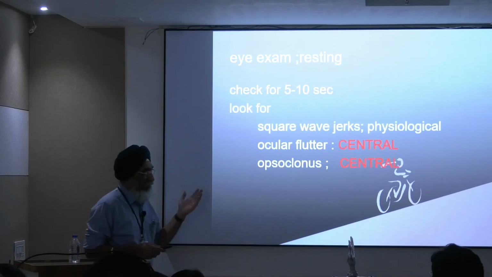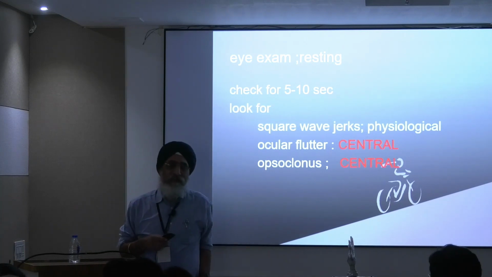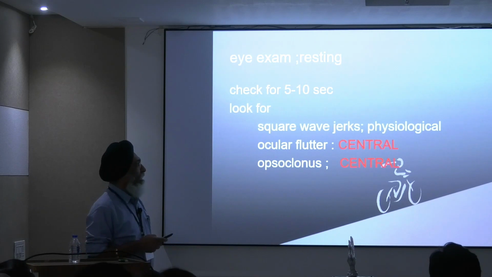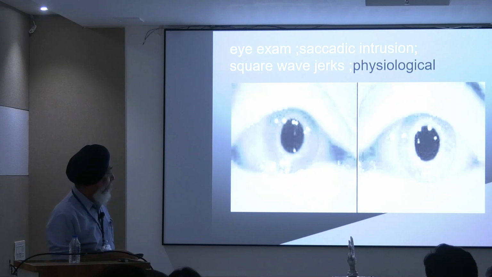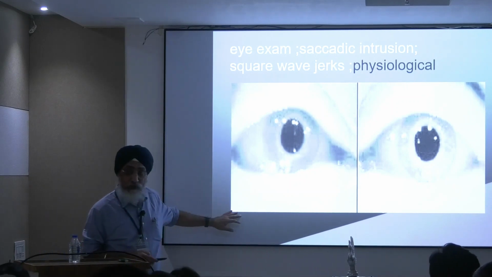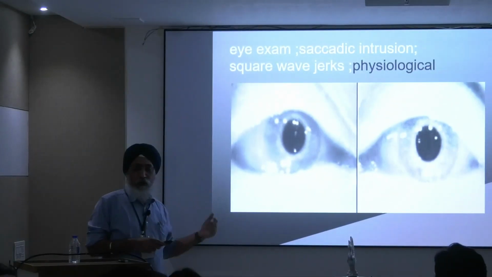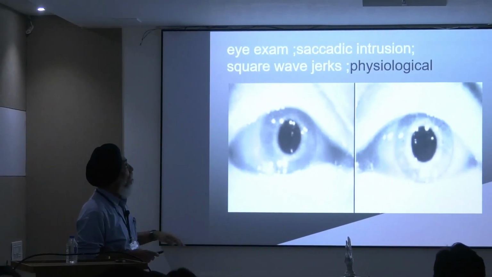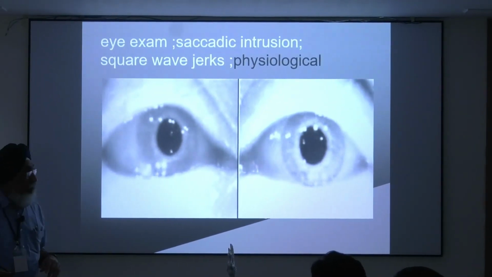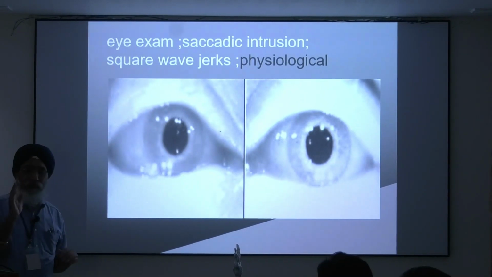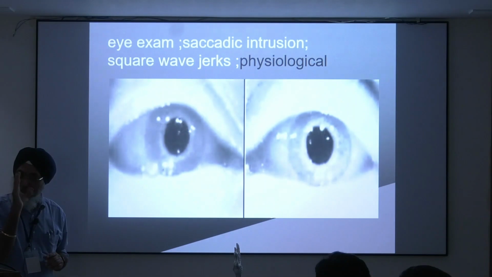I'll just show the videos of all of them. I've collected short videos of all that we see around. I'll show you one or two videos and then we'll go on. In resting eye movements, we observe the patient for 5 to 10 seconds and we look for any abnormal movements of the eyes.